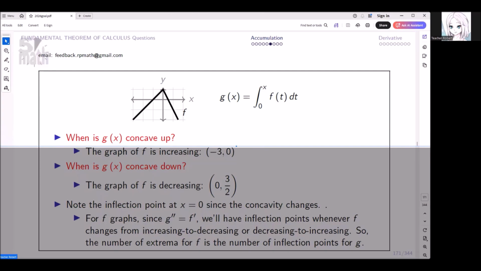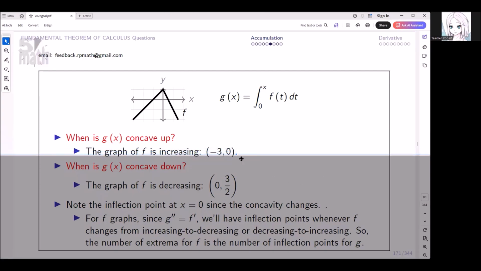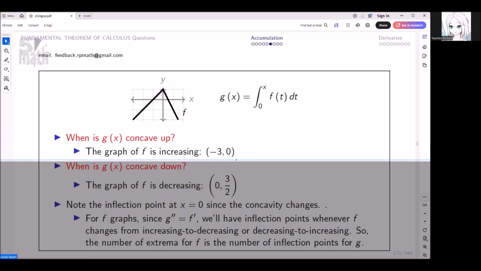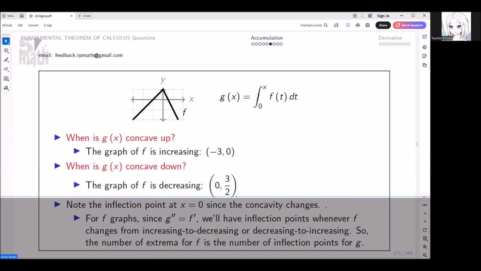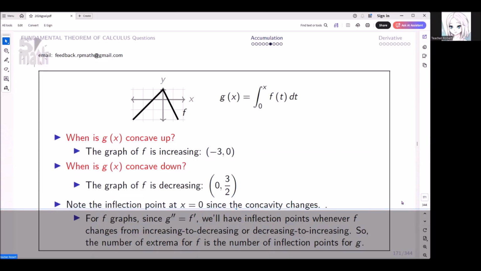When is g of x concave up? The graph of f is increasing, -3 to 0. When is g of x concave down? The graph of f is decreasing, 0 to 3/2. Note the inflection point at x equals 0 since the concavity changes.